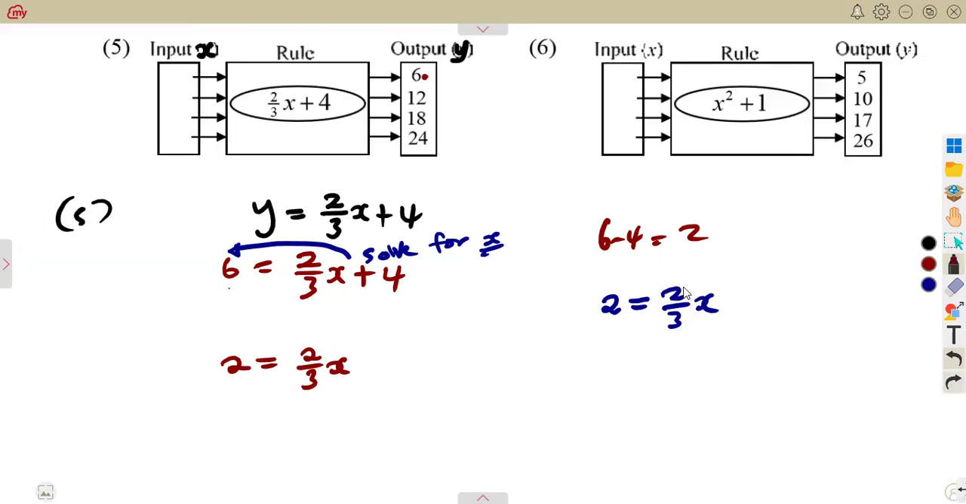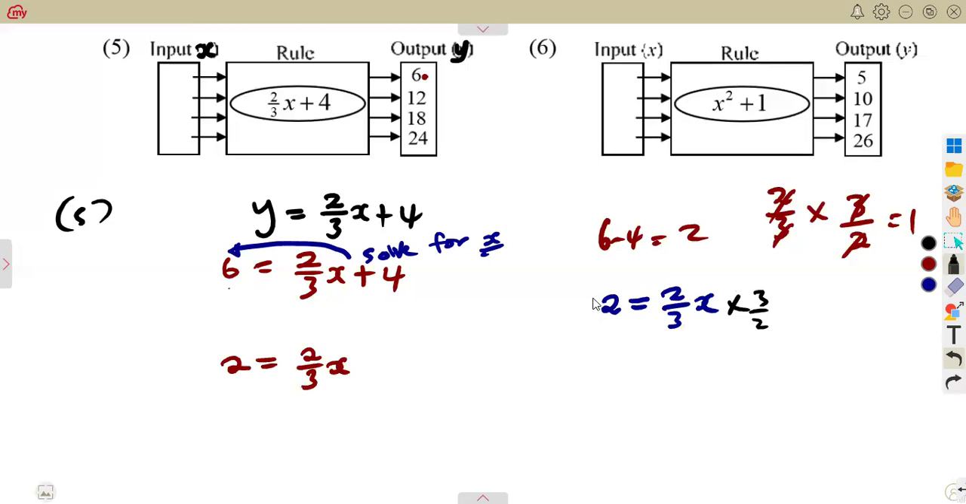So the reciprocal of 2 over 3 is 3 over 2. The reciprocal means interchanging. If you're given 1 over 2, you interchange, it will be 2 over 1. So if you're given 2 over 3, you interchange, so it will be 3 over 2. That is the multiplicative inverse. Remember, 2 over 3 times its multiplicative inverse, 3 over 2, is supposed to give us what? It is supposed to give us a 1, from grade 8. Remember that?